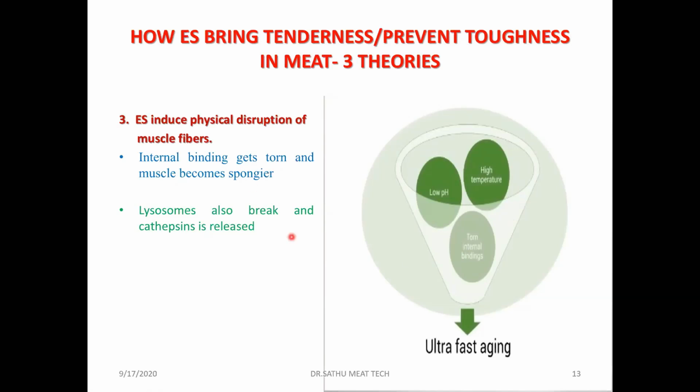So three principles are involved. One is it prevents cold shortening. Another is it reduces the pH rapidly, but the carcass temperature will be high, say around 30. So at high temperature and low pH, the calpains and cathepsins will be more active, that bring more proteolytic degradation of the muscle fibers, so the meat will become more tender. Another is during the violent muscle contractions, there is a tearing of the internal bindings, so that will also lead to tenderness of the meat. So these are the three principles of how electrical stimulation brings tenderness, or prevents toughness in meat.